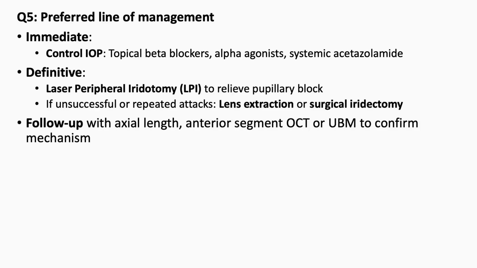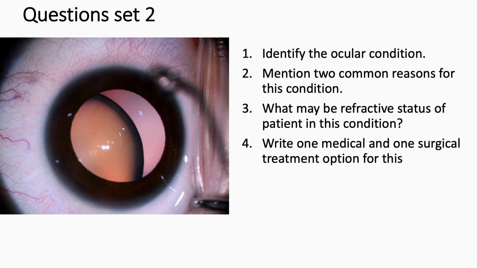What is the preferred line of management? Immediate management is to control the IOP with a topical beta blocker, alpha agonist and systemic acetazolamide. The definitive management is laser PI to relieve the pupillary block. If this is unsuccessful, we can go for lens extraction with surgical iridectomy. Following this, we need to confirm the mechanism with axial length measurement, ASOCT and UBM. Now let's move to the second case.